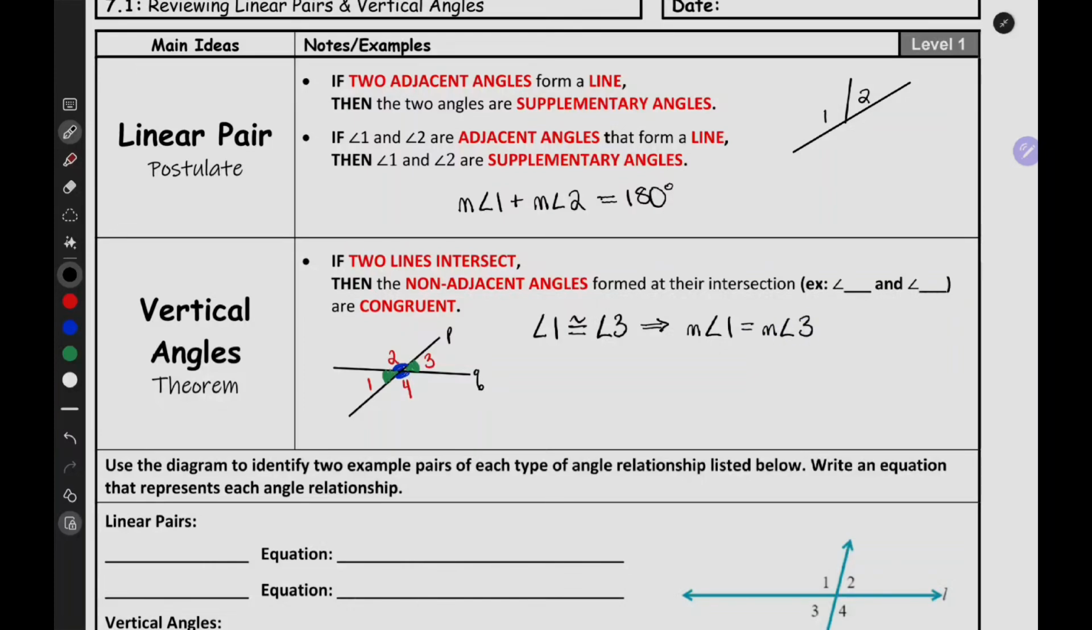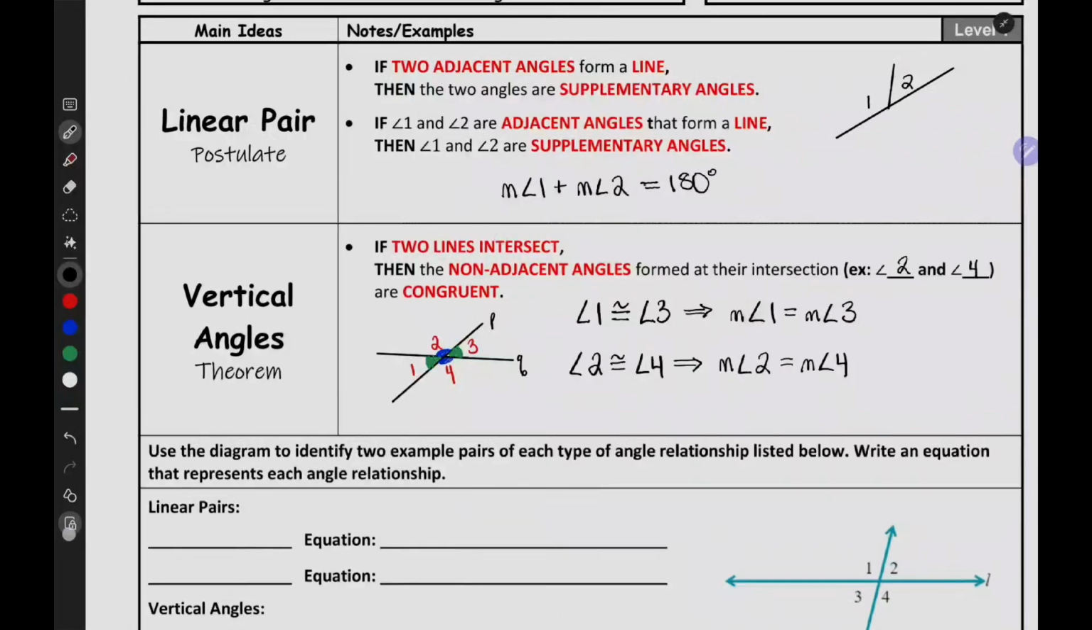Okay, so that relationship exists anytime two line segments intersect each other. We can also say the same thing about angles 2 and 4. They are congruent to each other because they are vertical angles. Okay, so up here, angle 2 and 4 doesn't really matter. You can put 1 and 3.